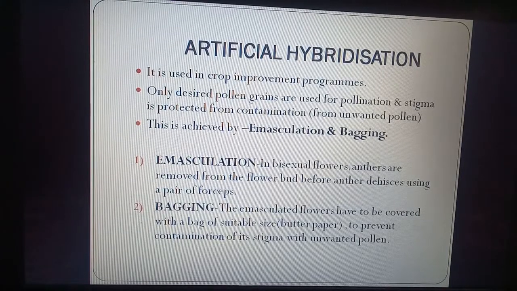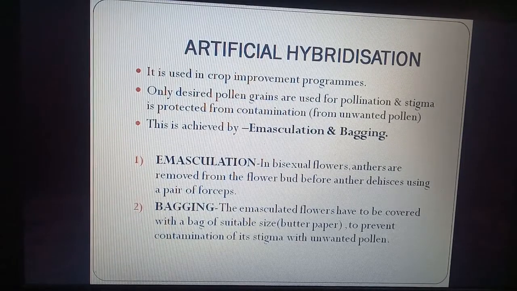So hybrid, we know that hybrid means a combination of two plant varieties. So if we want to make an improved crop which has a higher production, we use artificial hybridization. So it is used in crop improvement programs to improve the variety of a crop.